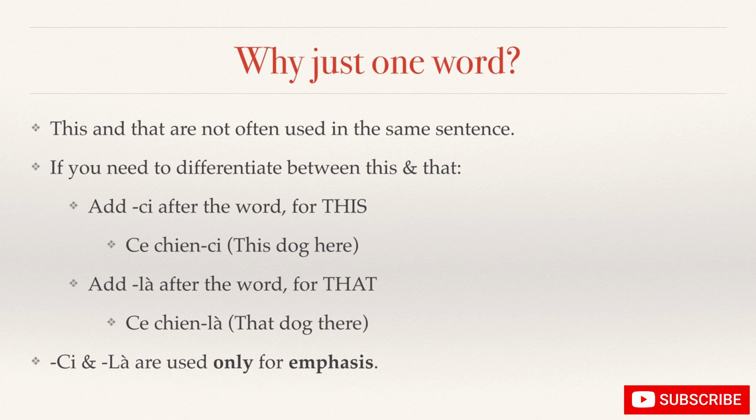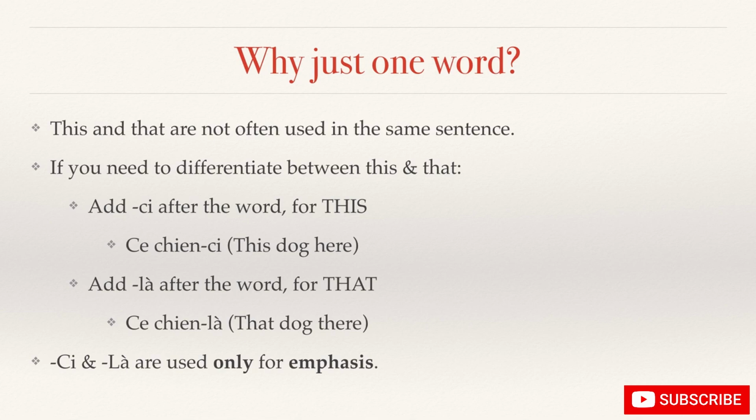So in order to differentiate in French, you have to add these little tiny words at the end of the nouns. So if you add ci after the word, it would mean this. So ce chien-ci, this dog here. Or you can add là for something that's further, for that. Ce chien-là, that dog there.